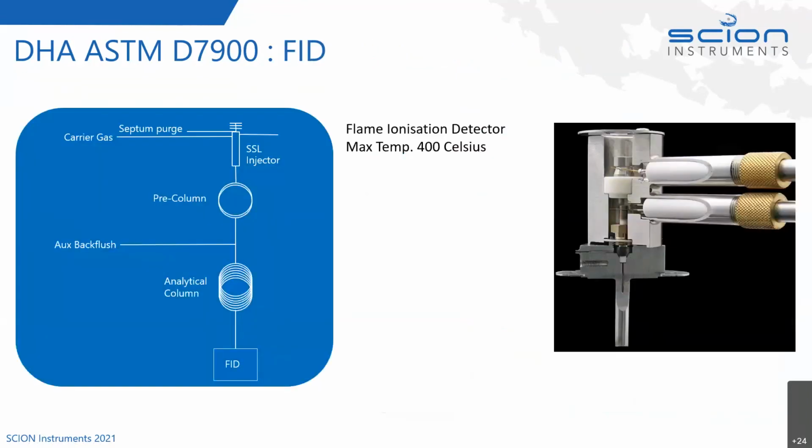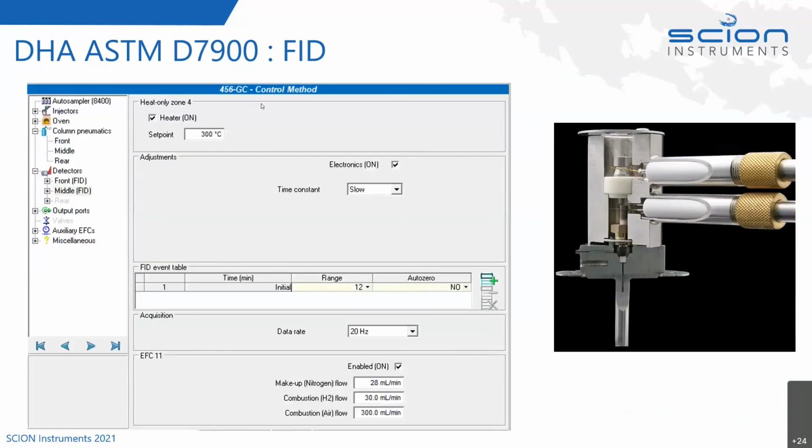So there we come to the FID. It's the identical picture. The difference is we've got no special fittings, no special ferrules, no additional insulation. So it's the same FID, but we've not enhanced it to take the temperature. Its maximum temperature is 400 degrees Celsius. So we're using FID detectors. And again, you can see we only really require it to be at 300 degrees Celsius for this analysis.